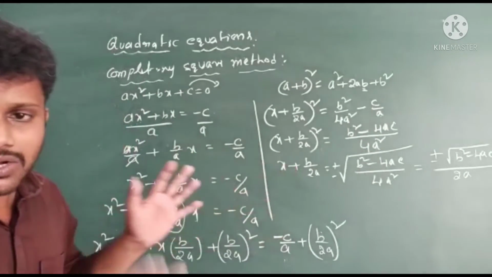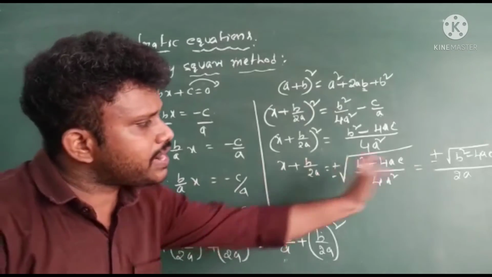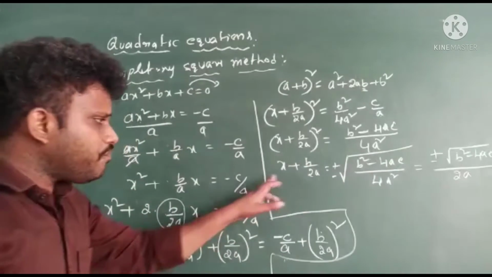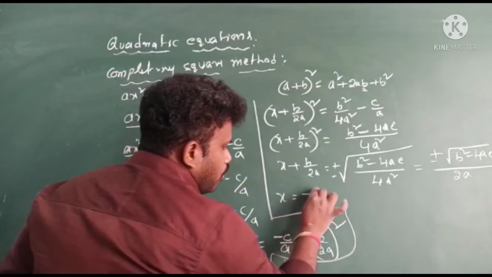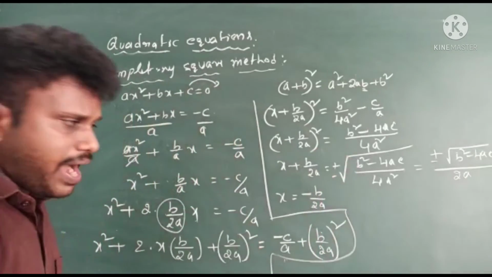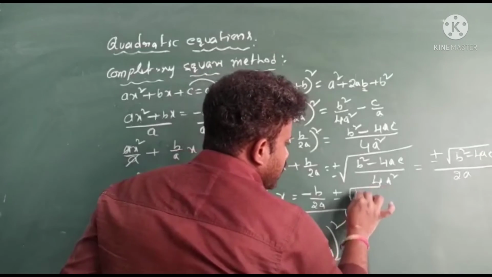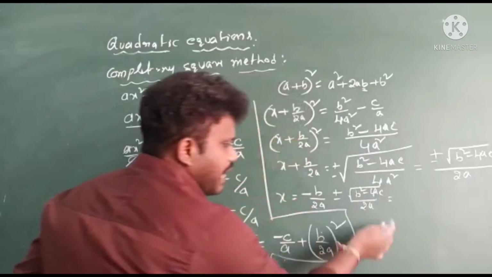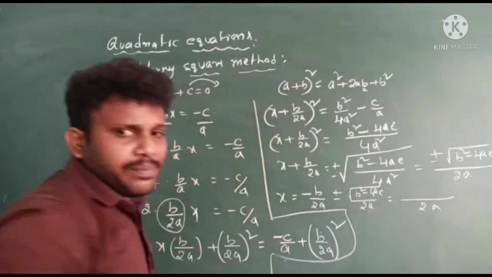Now again I want to find only the x value. So to get x, transpose this b by 2a to that side. If b by 2a is transposed to that side, how will it become? x is equal to minus b by 2a plus or minus root under b square minus 4ac by 2a. Now here again take the LCM. The LCM of 2a and 2a is 2a.